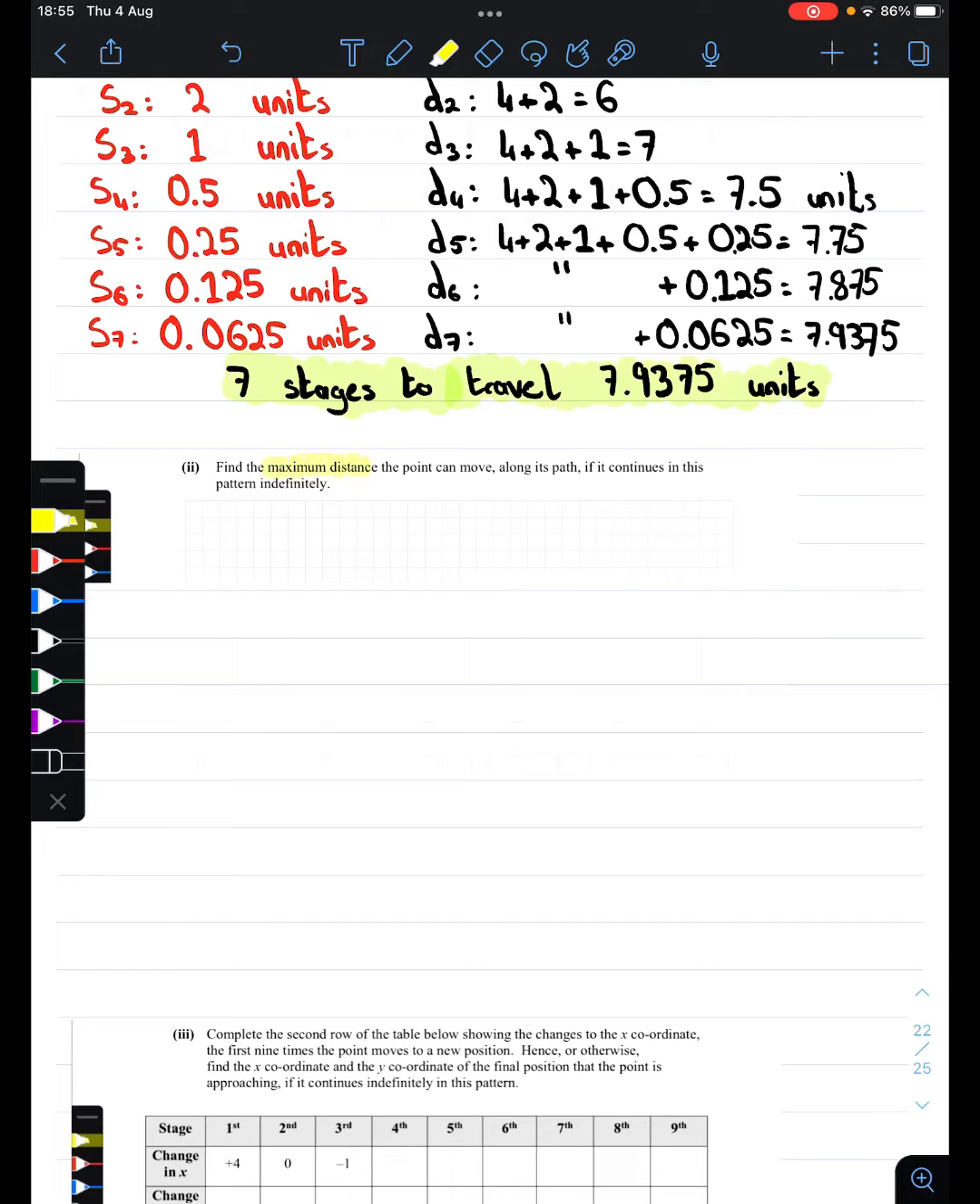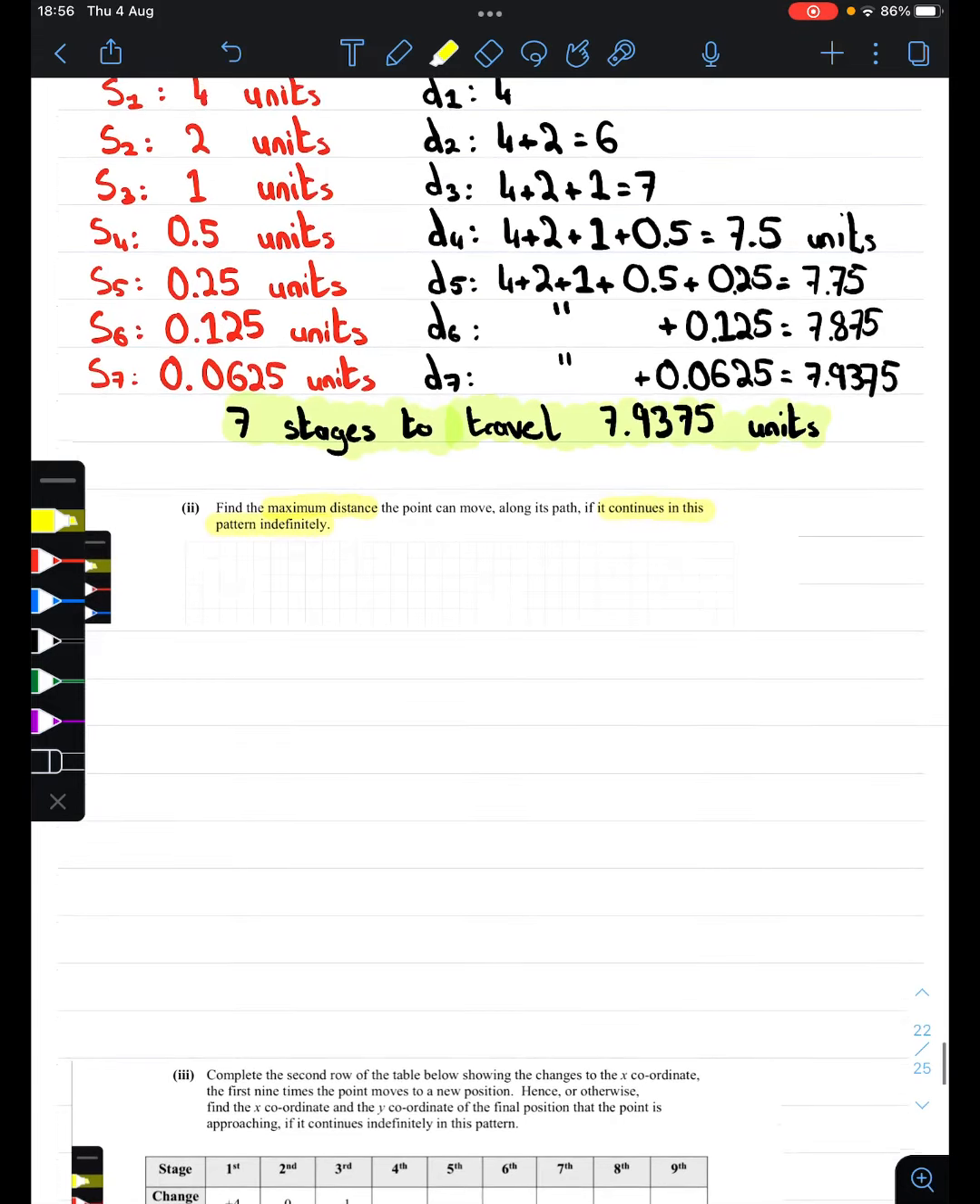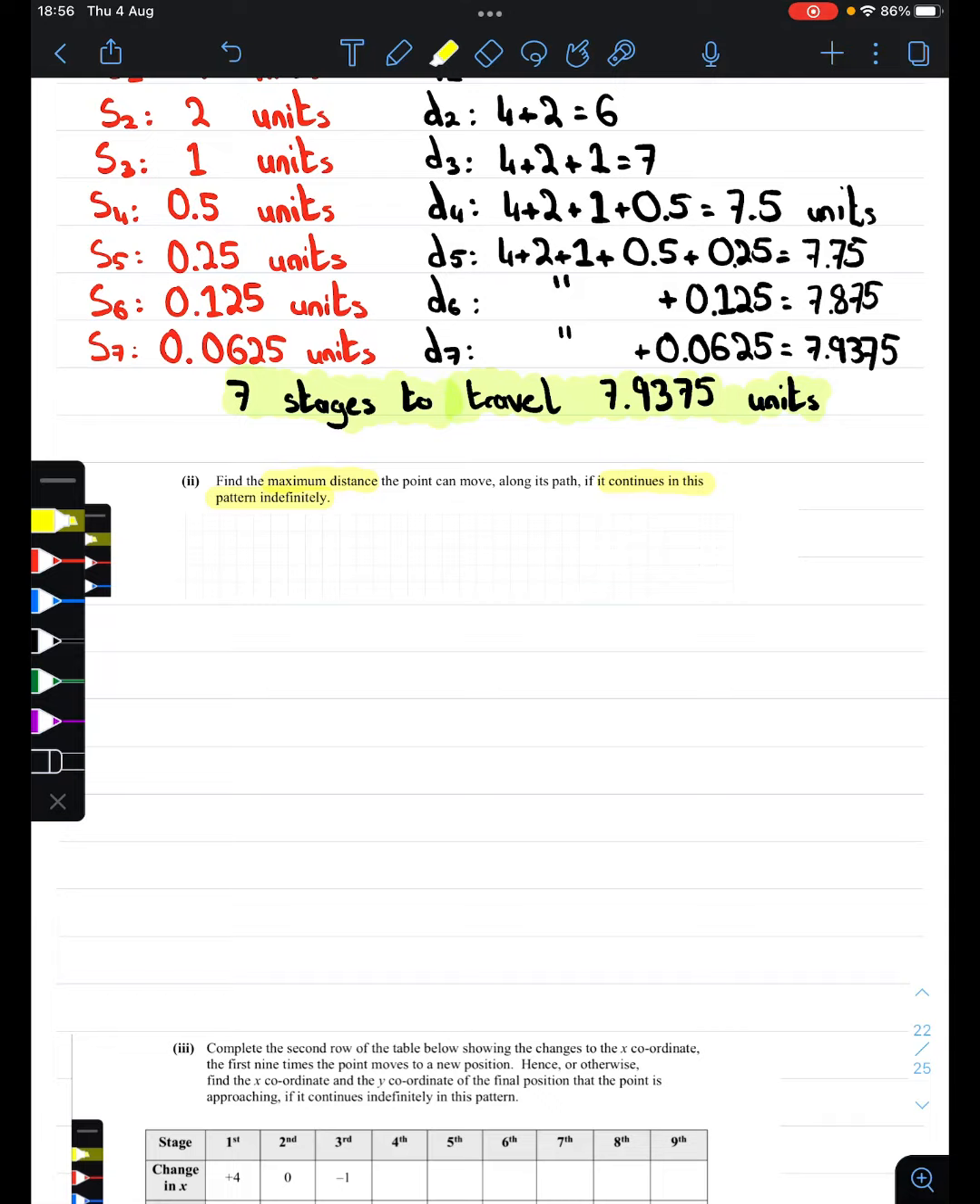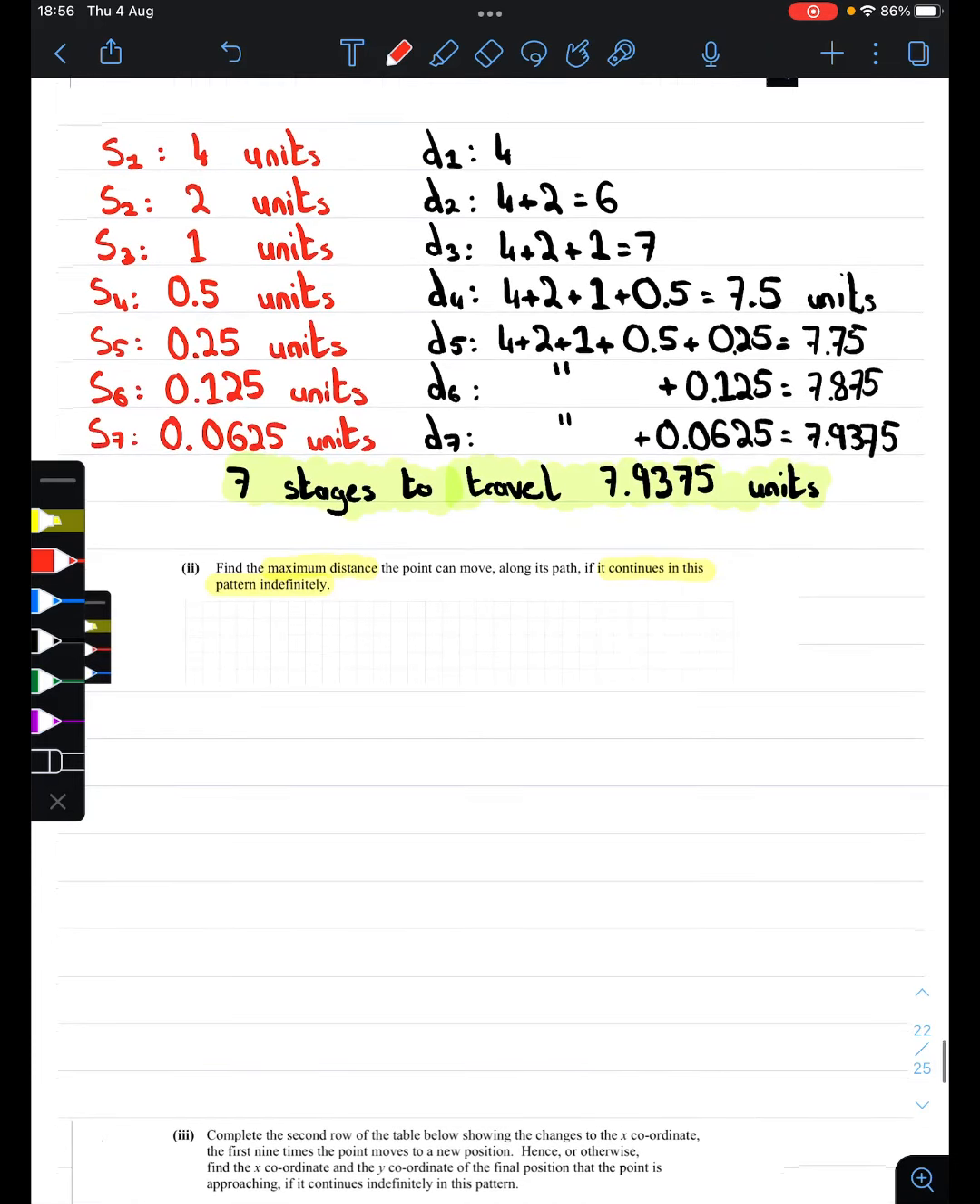Find the maximum distance the point can move along its path if it continues in this pattern indefinitely. Okay, so after 7 stages, it's reached 7.9375, and it really seems to be slowing down. After 4 goes, it was at 7.5, and now after 7, it's at 7.9375. So it's really slowing down. So maybe it's approaching 8. So if we calculate something and we end up getting 50, we might be a bit skeptical.